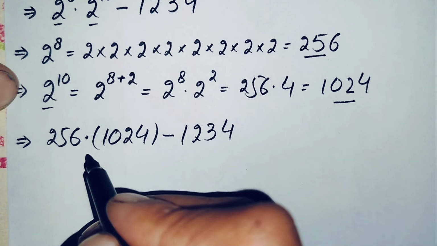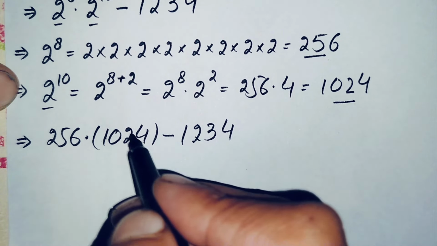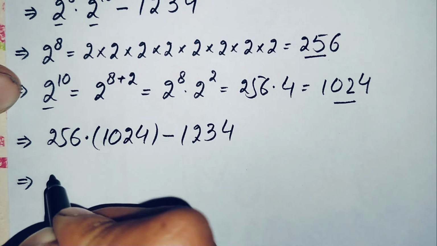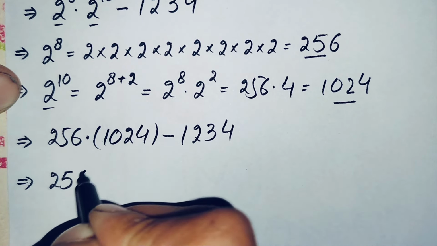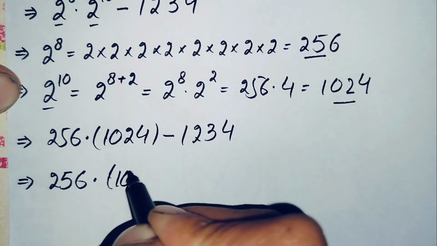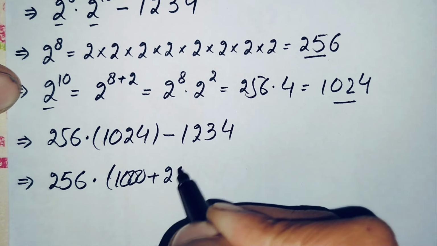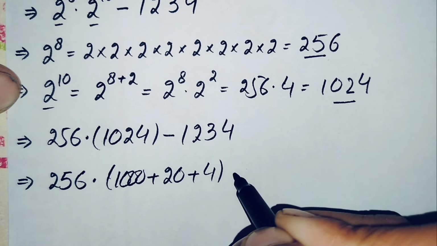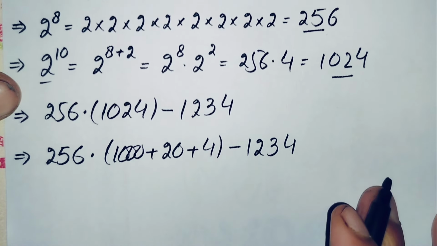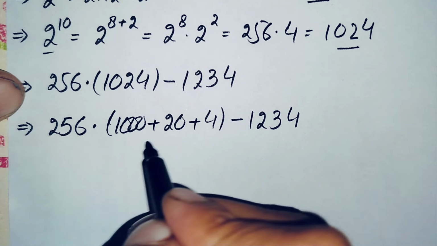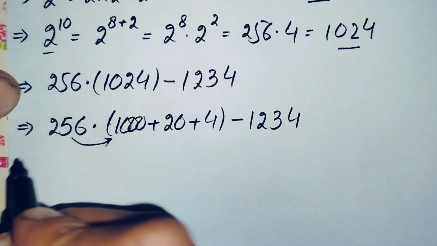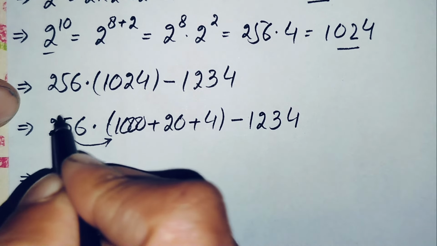To multiply these two numbers easily and without using a calculator, we will change this to the sum of three other numbers. The first number will be the same, 256 times, and we can write the other number as the sum of 1000 plus 20 plus 4, minus 1234. Now here we will multiply this number with the sum of these three numbers. First we'll multiply this 256 with 1000. It is very simple.